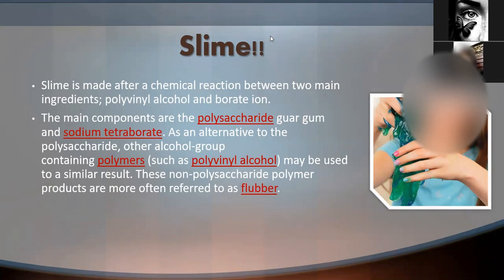The main components are the polysaccharides, guar gum, and the sodium tetraborate. As an alternative to the polysaccharides, other alcohol group containing polymer may be used to similar results. These non-polysaccharide polymer products are more often referred to as flubber.